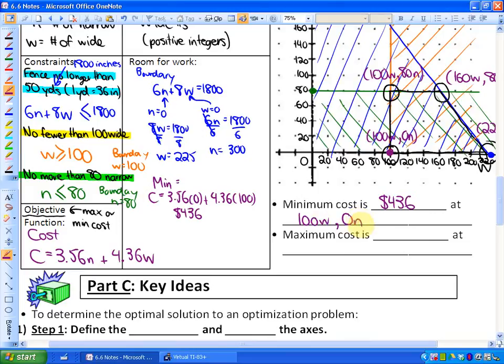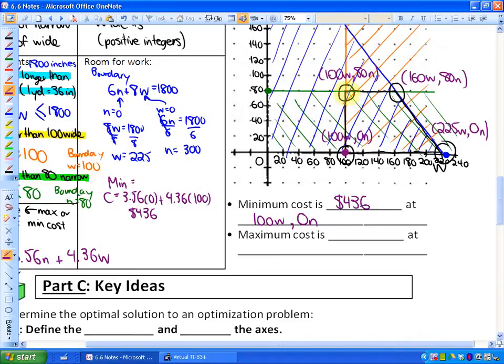Okay. Now the maximum cost. What's going to be more expensive, this point or this point? Would it be more expensive to have 100 wides and 80 narrows, or 160 wides and 80 narrows? Well, definitely this one. So you can assume that this point is not a maximum or a minimum. However, it might be a little bit more difficult. You may actually have to calculate them to know which one of these is more expensive, 160 wides and 80 narrows, or 225 wide boards and 0 narrows. So let's investigate that really quickly. The maximum could be either of the following. Let's check 160 wides and 80 narrows.